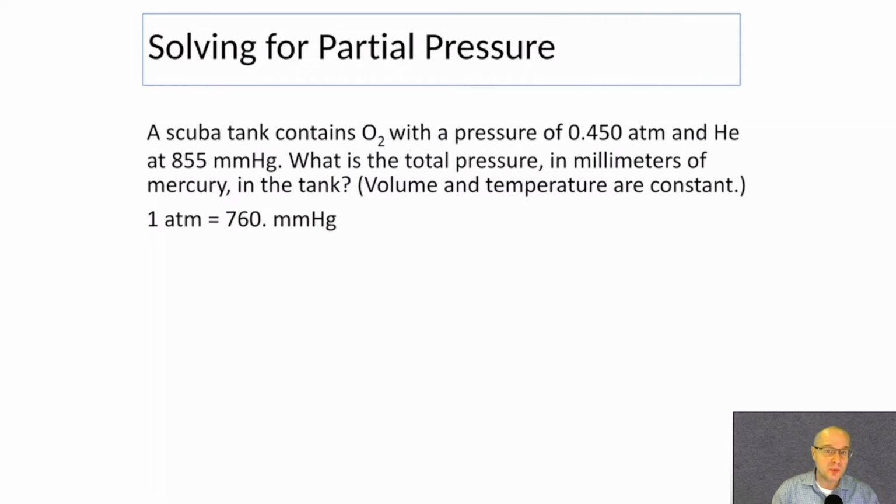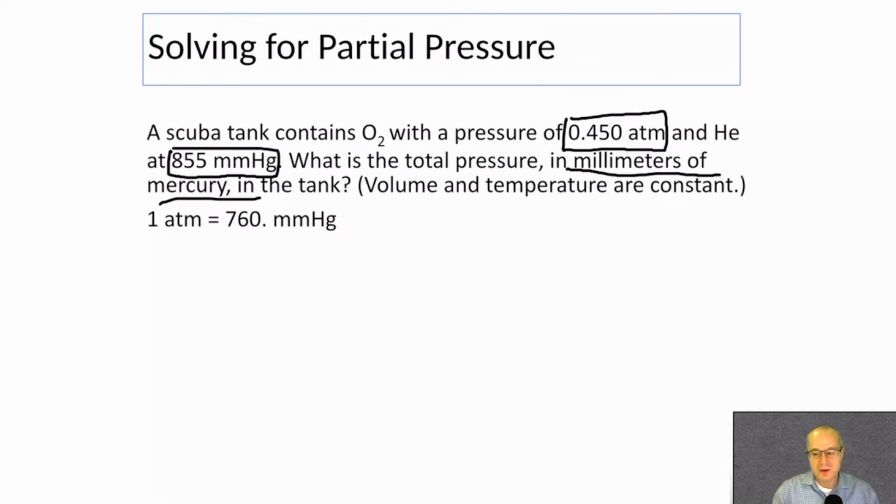And the way to make partial pressure questions difficult is simply to change the units of the pressure. And you'll see that in this question here. A scuba tank contains O2 at a partial pressure of 0.450 atmospheres and helium at 855 millimeters of mercury. They gave you 2 different pressure units, so you can't add them up because they don't have the same unit. What is the total pressure in millimeters? So it wants us to be in millimeters of mercury.